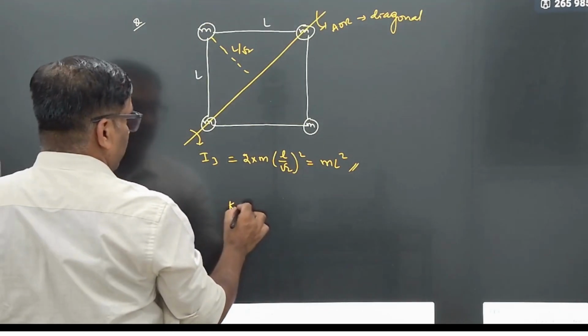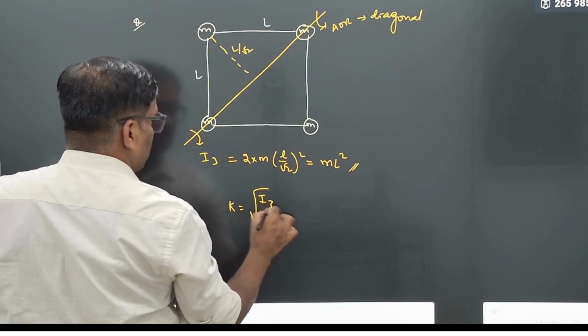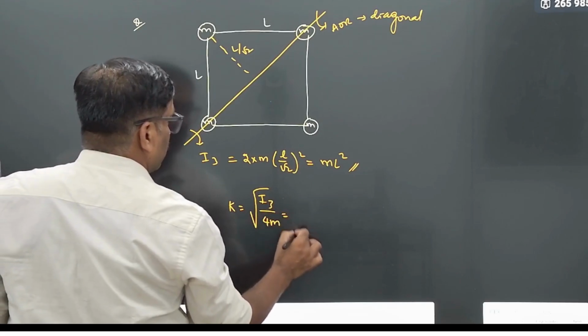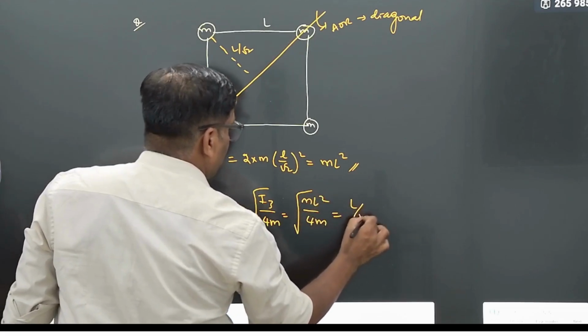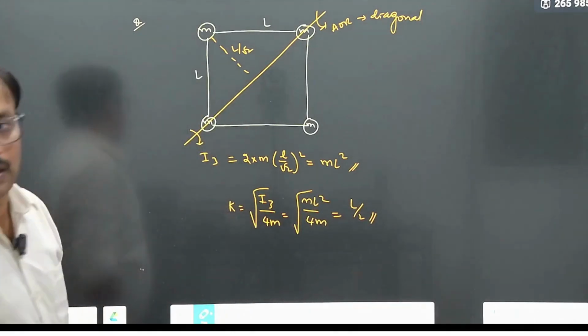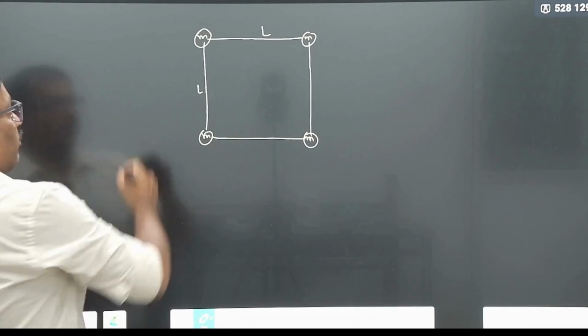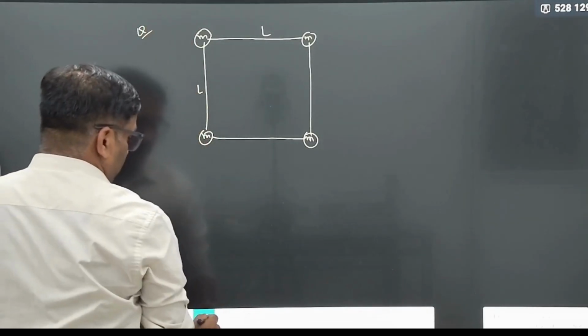What will be the radius of gyration here now? That is I3 by 4m. So therefore here mL square by 4m, therefore L by 2 will be your radius of gyration onto this. Clear? So we'll do here one more moment of inertia.